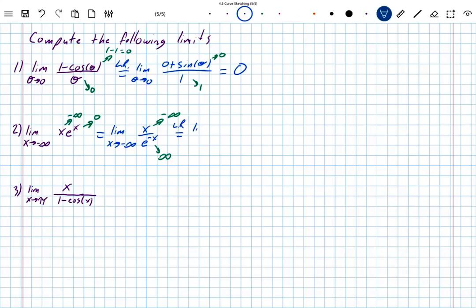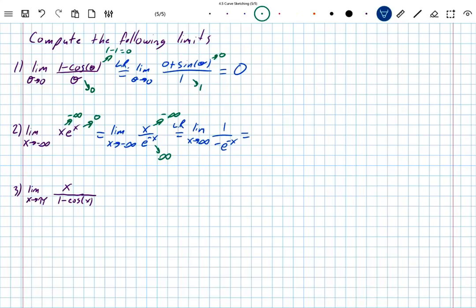Here I go. Keep that limit around. You don't get to get rid of it. I'm still in a limit. Derivative of the top is 1. Derivative of the bottom is negative e to the negative x. Thanks, chain rule. Okay, now that we have that, we get to plug in again, but now it plugs in much nicer.